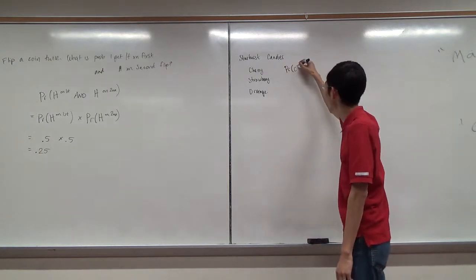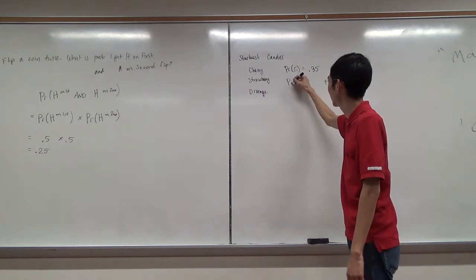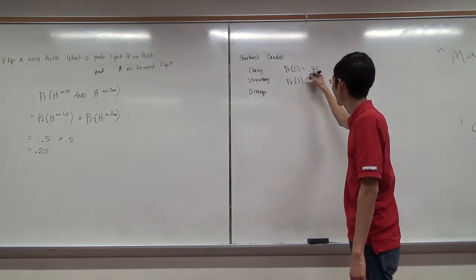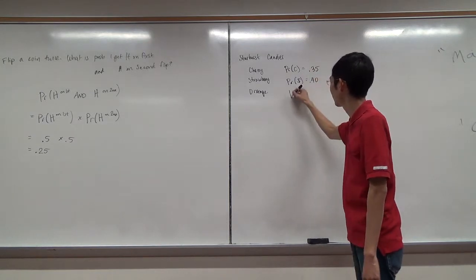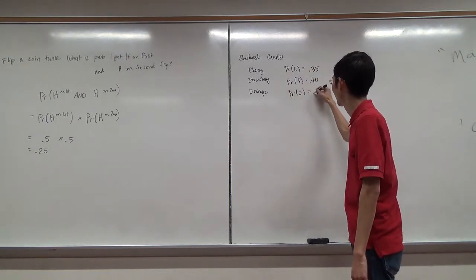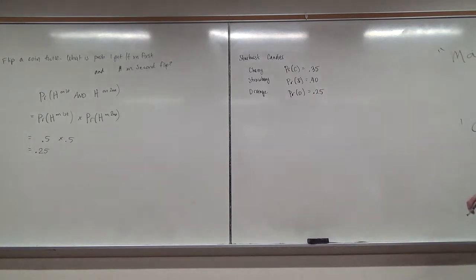So let's say the probability of cherry is 35%. Probability of getting strawberry will be 40%, and the probability of orange 25%. That adds up, right? Okay.